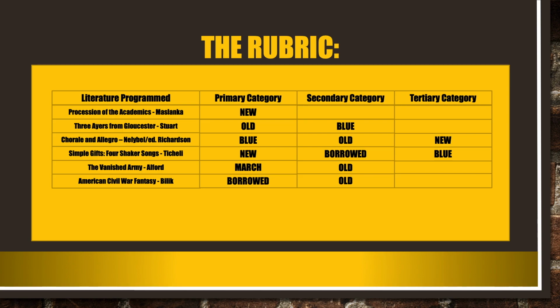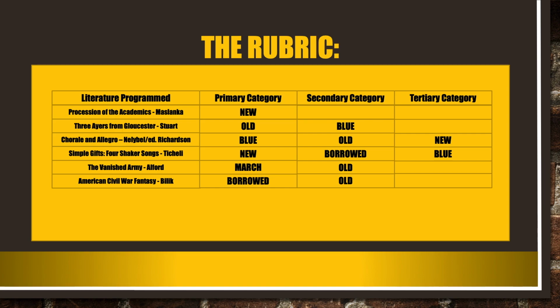Simple Gifts, 4 shaker songs, blue. So we have new, borrowed, and blue for that one. So you look at that and why is it blue? Well, one of the movements has those things that lead us to look toward a blue piece. The whole piece is not blue, but some of the work falls within the blue category, much like 3 Airs from Gloucester has one movement that falls within that blue category.